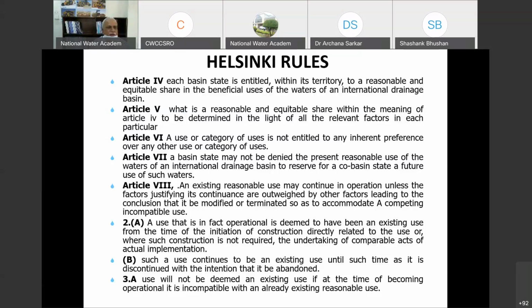That is, no use is entirely given preference over any other use or category of use. A basin state may not be denied the reasonable use of the waters of an international drainage basin. An existing reasonable use may continue in operation unless the factors justifying it are outweighed by other factors leading to the conclusion that it may be modified or terminated so as to accommodate a competing incompatible use.